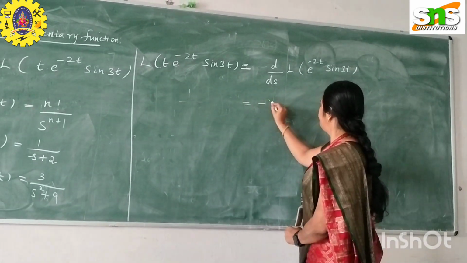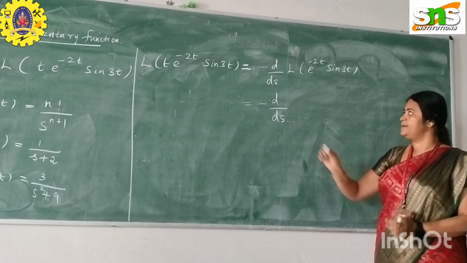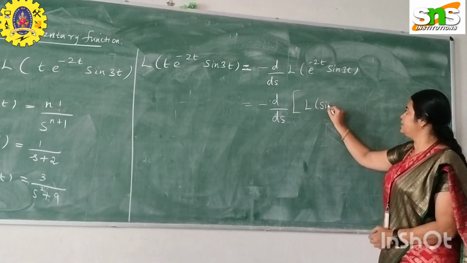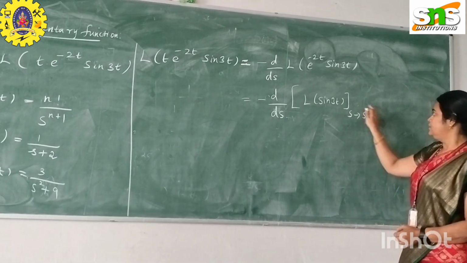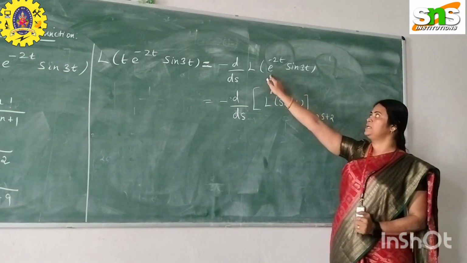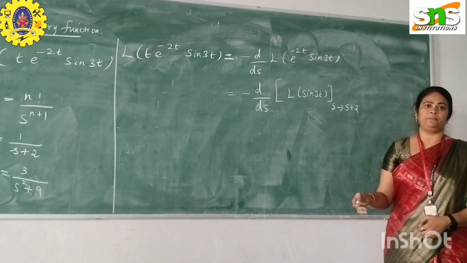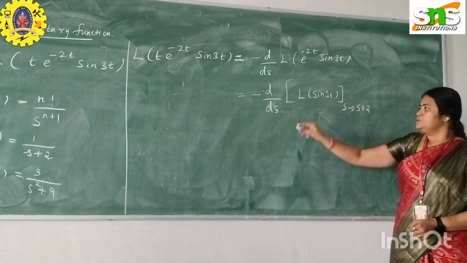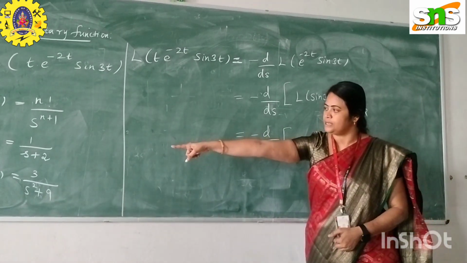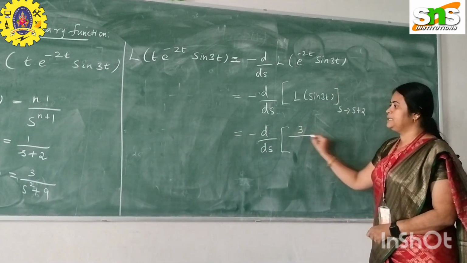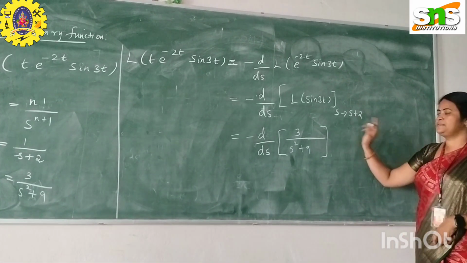So this is equal to minus d by ds of, this can also be shortened as L of sin 3t, where s tends to s plus 2. This term changes because of the function e power minus 2t. Since we have e power minus 2t, finally we are going to replace s by s plus 2. Already we know the Laplace transform of sin 3t. What is L of sin 3t? That is nothing but 3 divided by s square plus 9. And finally we can replace s by s plus 2.